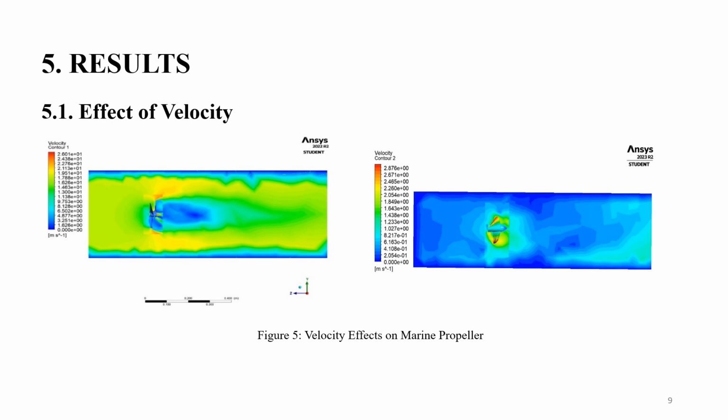The heightened velocity at the blade edges is a consequence of the pressure differential between the front and back sides of the blades. This pressure difference induces a net force propelling the fluid in the direction aligned with the propeller's rotation. As a result, fluid motion intensifies, leading to increased velocities in the proximity of the propeller blade regions.